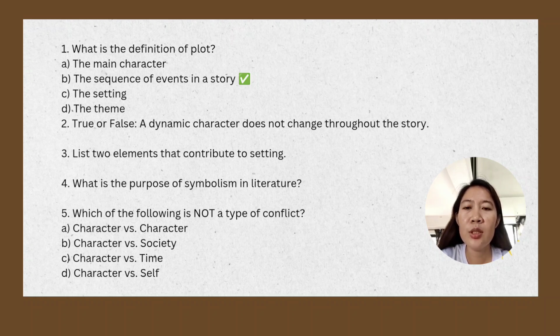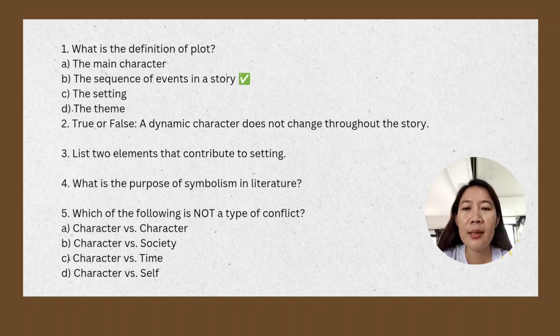And number 2 question is true or false. Let us read. A dynamic character does not change throughout the story. Is it true or false? Yeah, it is false, because dynamic characters undergo change. From the word itself, dynamic.